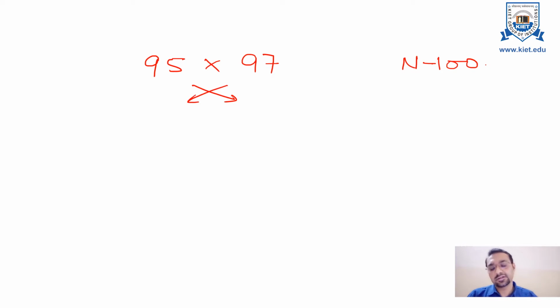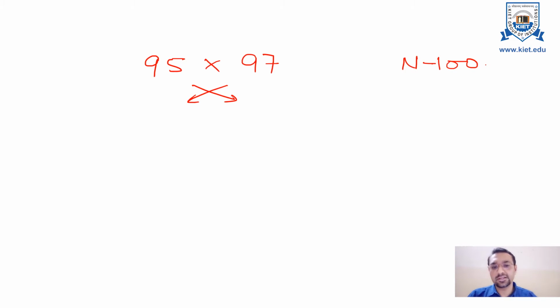Next, I am going to take two numbers which are close to 100 but less than 100. Let's say the two numbers are 95 and 97. So I have taken two numbers close to 100 but less than 100. Okay, the steps remain the same. You have to find the difference of the number and 100, so n minus 100, and write down the difference in the crisscross fashion.